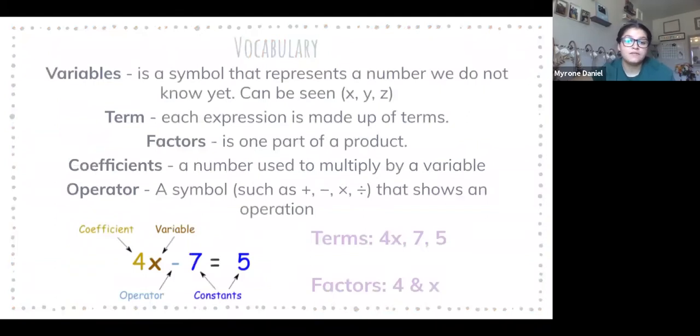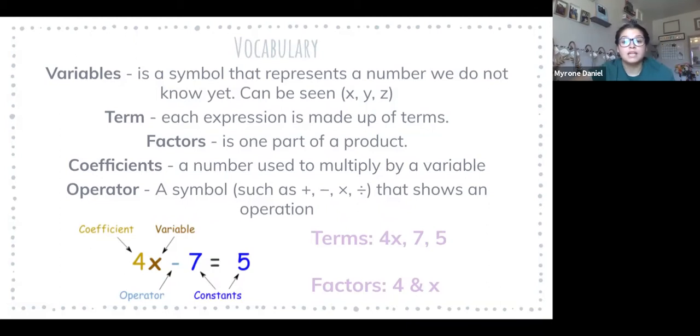If you've seen our previous video, you may have already seen these vocabulary terms, but we're going to go over them again today. So a variable is a symbol that represents a number we do not know yet. This can be seen as x, y, and z most of the time, but it could also be other letters that you have already placed as a variable. So it could be h for hours, t for traffic. It just depends on what you want to represent a number that we do not know yet.